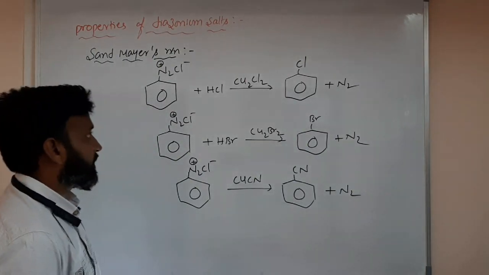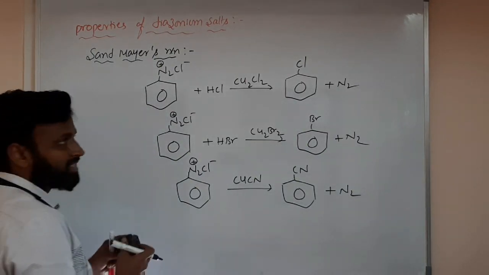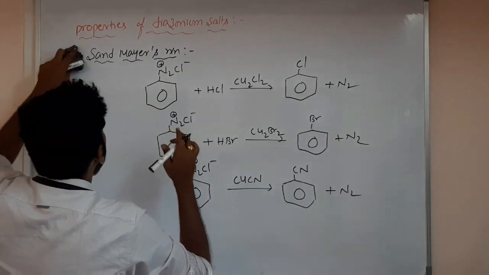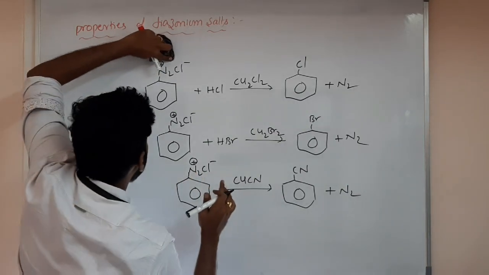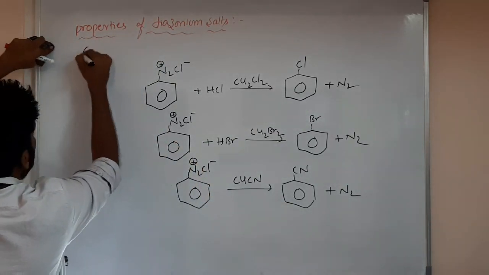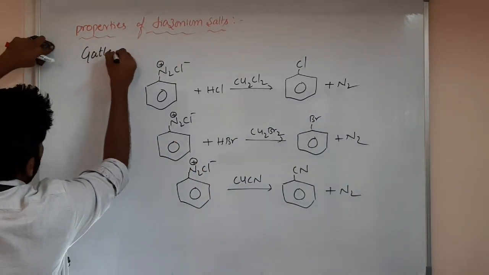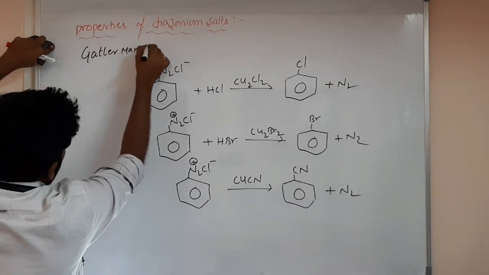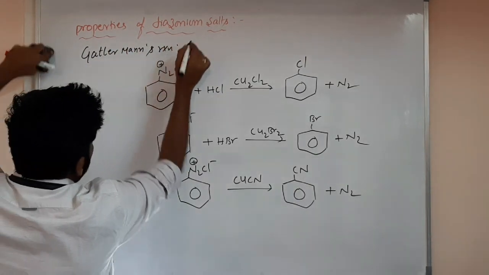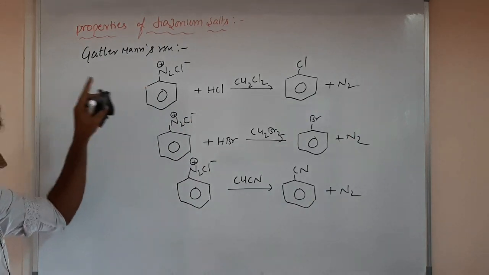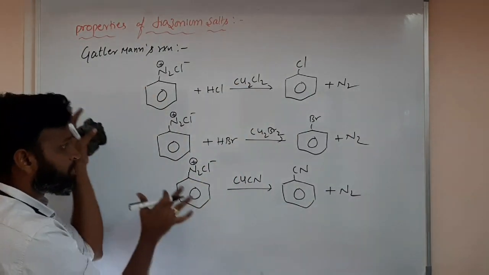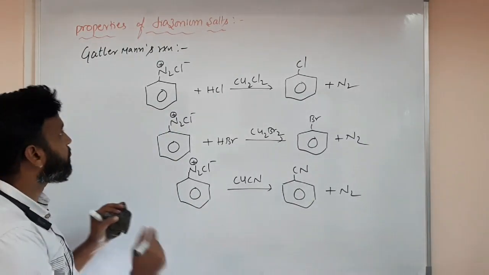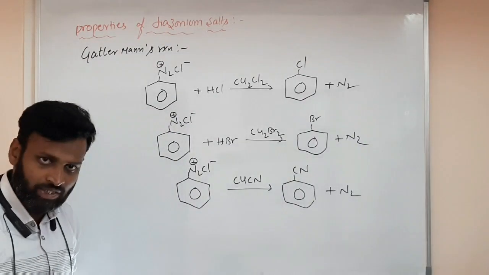Understood? Same reaction, if you use copper instead of Cu2Cl2, is called the Gattermann reaction. What is that reaction called? Gattermann's reaction. So the previous ones are called Sandmeyer reactions. Write down: first Sandmeyer reactions, then put the heading Gattermann's reaction.